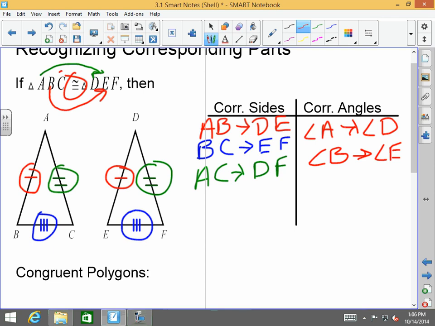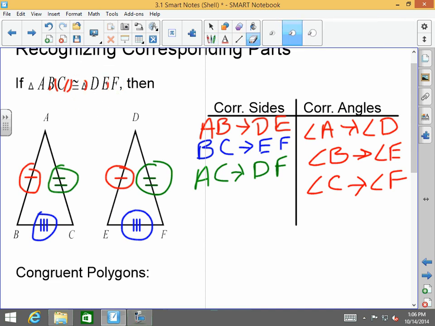And C corresponds to angle F. Okay? Does that make sense? Yes, no, maybe, kind of, sort of? Okay. Now, since these are congruent triangles, all of these corresponding sides and angles are also congruent.